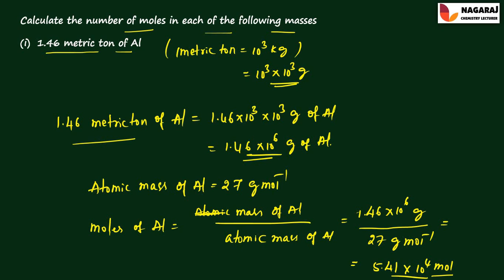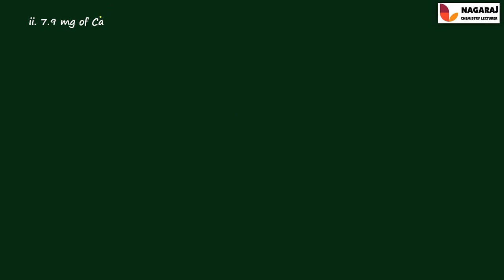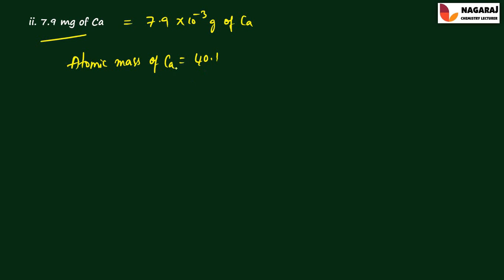And next, let us see how to calculate the number of moles in 7.9 milligrams of calcium. Very simple problem. So first we have to convert this milligrams into grams. So that value is equal to 7.9 into 10 to the power minus 3, that is, milli value is 10 to the power minus 3 grams of calcium, right? So the atomic mass of calcium is equal to 40.1.